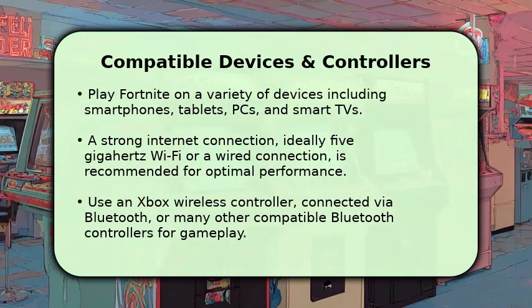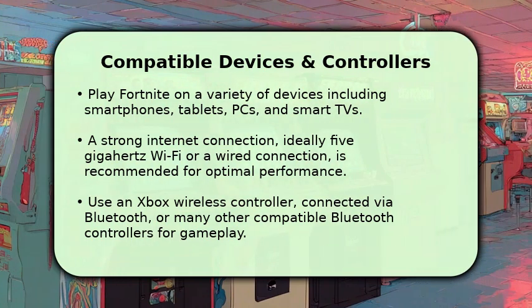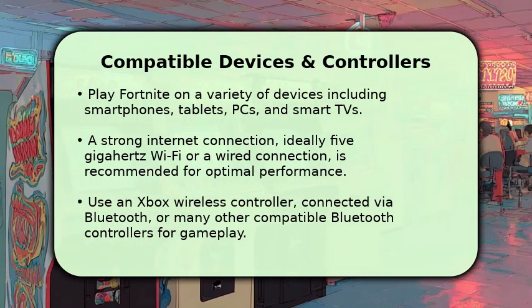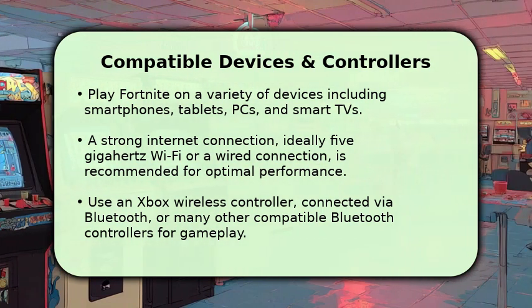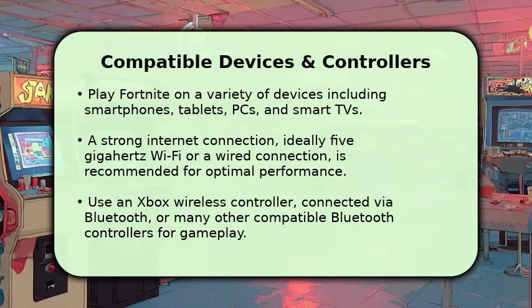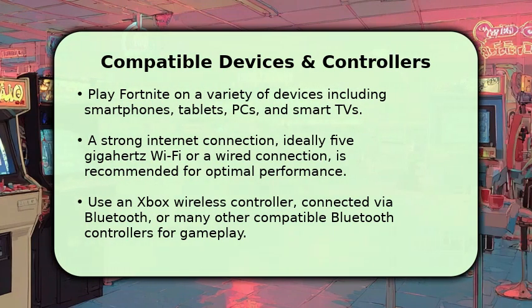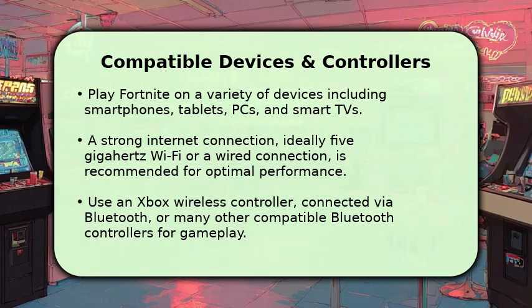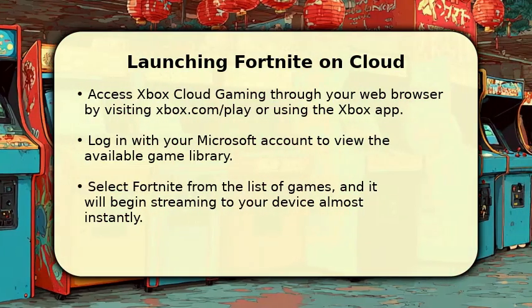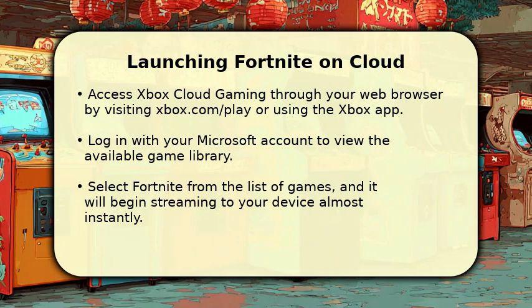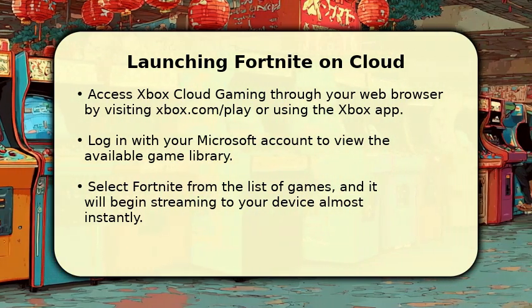To get the best experience, you'll need a compatible device such as a smartphone, tablet, or PC. A strong internet connection, ideally 5 GHz Wi-Fi or a wired connection, is crucial for smooth gameplay. You can use an Xbox wireless controller, connected via Bluetooth, or many other compatible Bluetooth controllers to navigate and play Fortnite seamlessly.